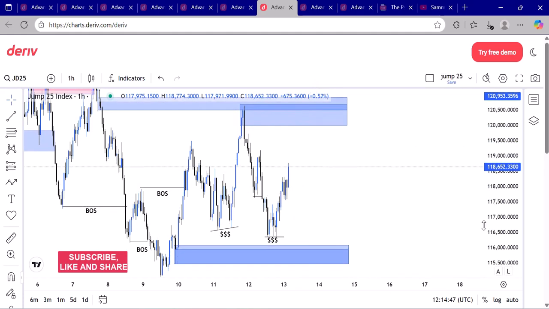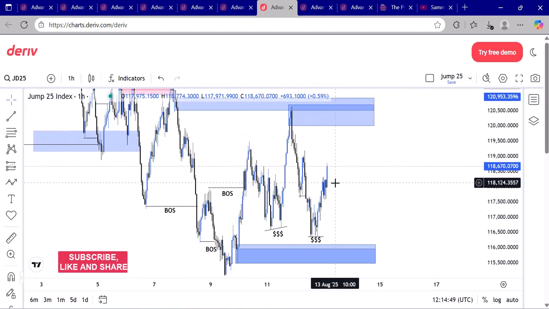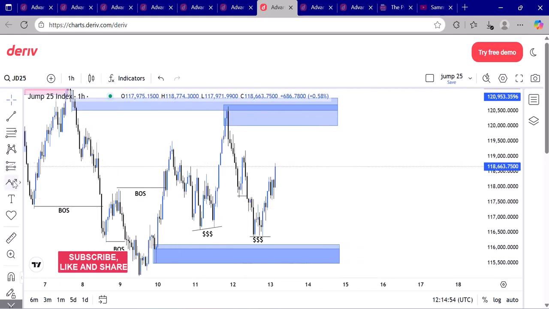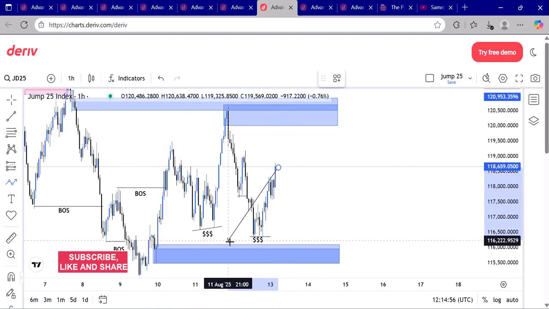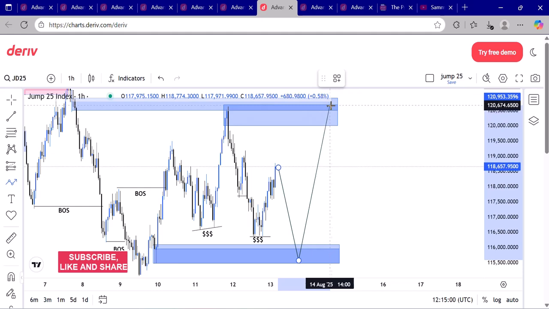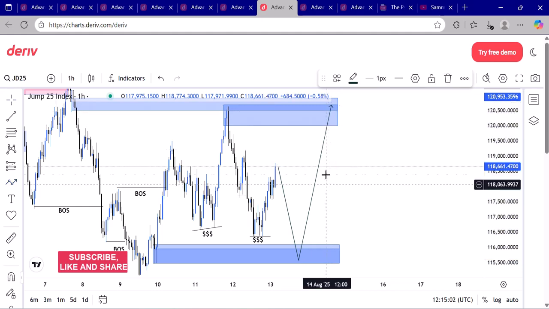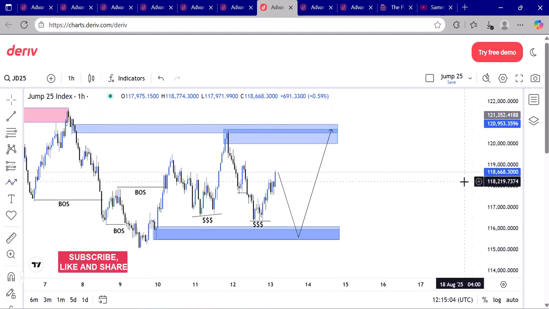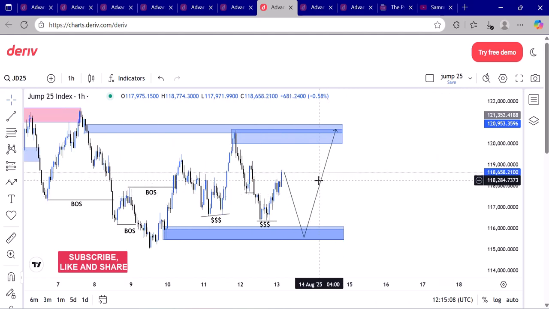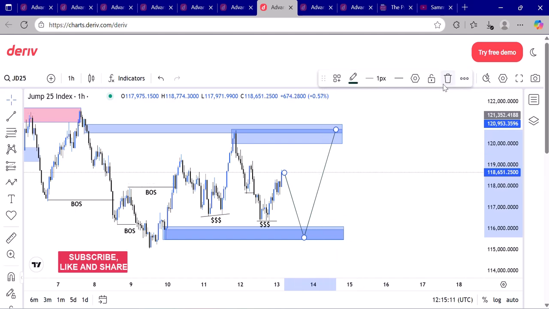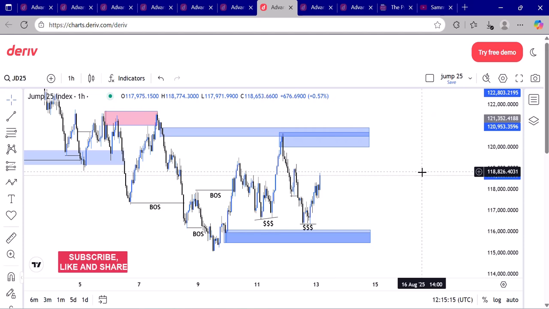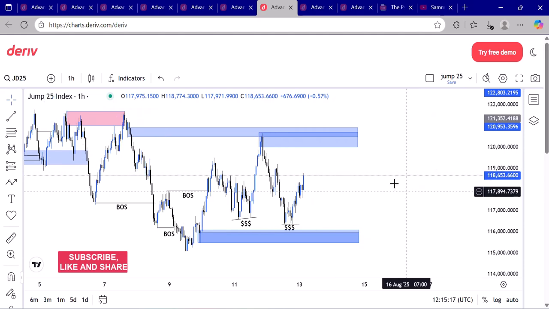But majorly we are looking at a movement to the upside. So we're expecting price to come in, take out these lows, tap into our zone, and go up. So this is our bias. That's what we are looking at majorly. Okay, all right, let's move into another instrument.